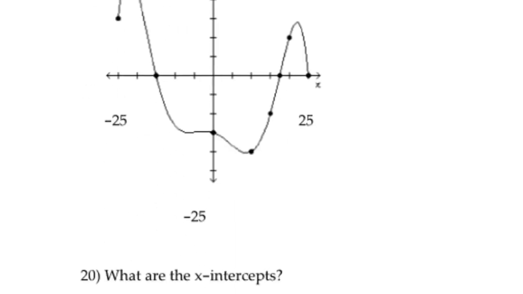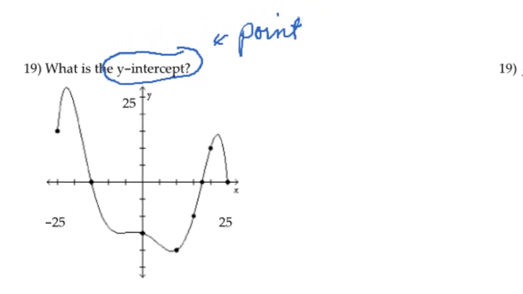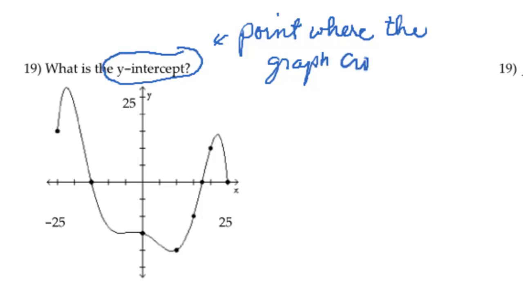So I think 19 is similar. Yep, 19 wants the y-intercept. The definition of the y-intercept is the point where the graph crosses the y-axis. So when I look over here, here's the point where the graph crosses the y-axis. What is the y value there? Again, what are these tick marks worth?